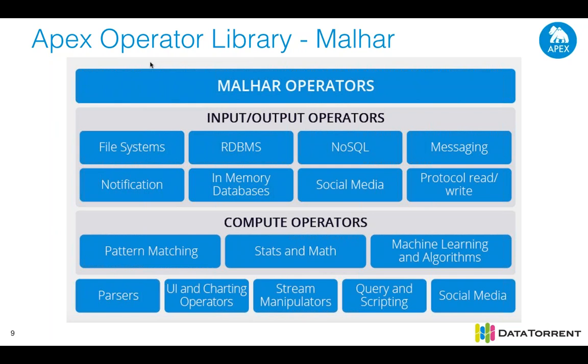on. Or if you're talking to JMS, any of JMS enabled queuing systems, ActiveMQ, you're talking to traditional databases, you're talking to NoSQL databases like Cassandra or MongoDB. So you'll find all those connectors. You'll find some social media connectors as well if you want to talk to Twitter. Lots of algorithmic operators as well, math, parsers, everything you see here.